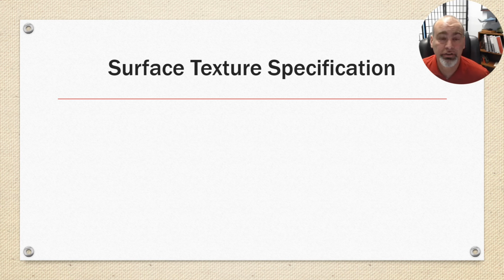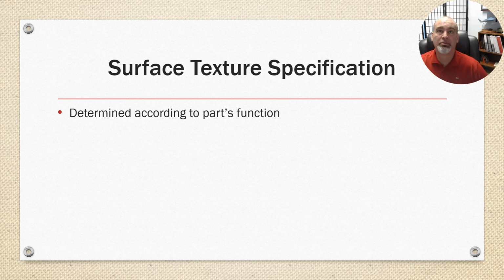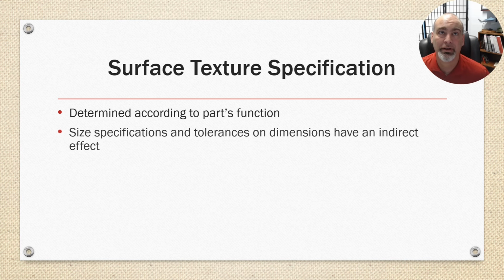Okay, surface texture specifications is the last topic we're covering in this presentation. Congratulations, you're almost at the end. It's determined according to the part's function. If surface texture isn't critical to your function, it's often not defined, or there's a general note in the title block saying it must be better than a certain roughness.